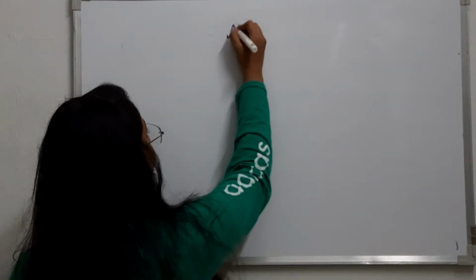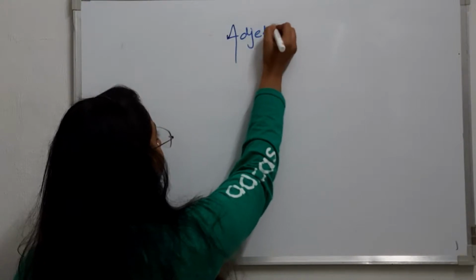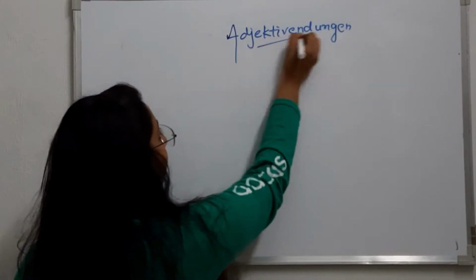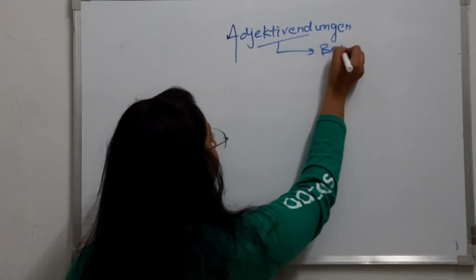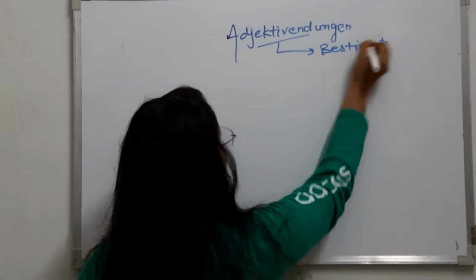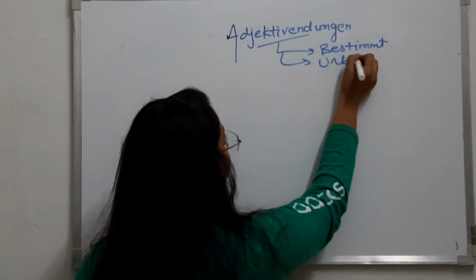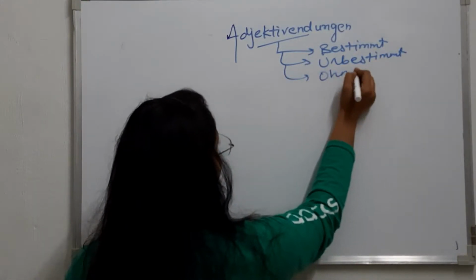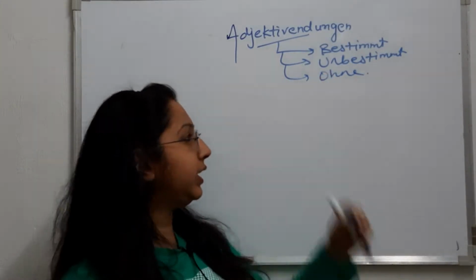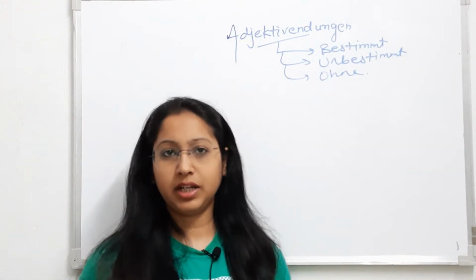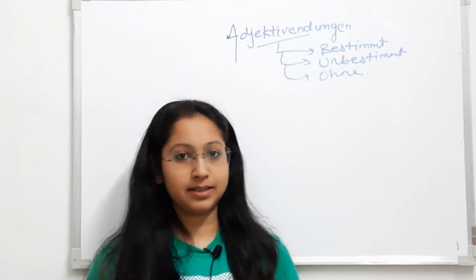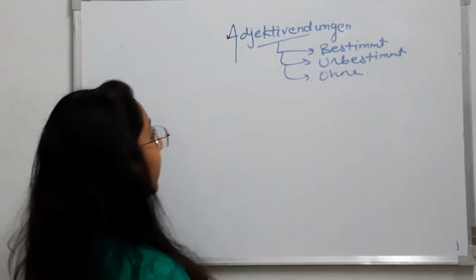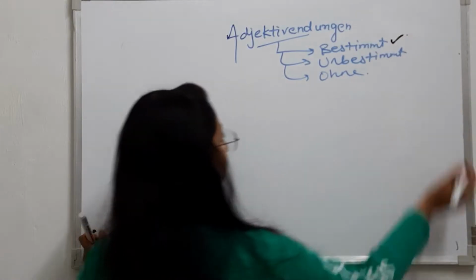Today we are going to start with Adjektivendungen. These have three parts: bestimmt, then unbestimmt, and then ohne. Bestimmt and unbestimmt we did at the time of articles also. Bestimmt articles mean specific, unbestimmt articles are unspecific, and ohne means without any articles. But in today's video we are going to learn only the bestimmt article.